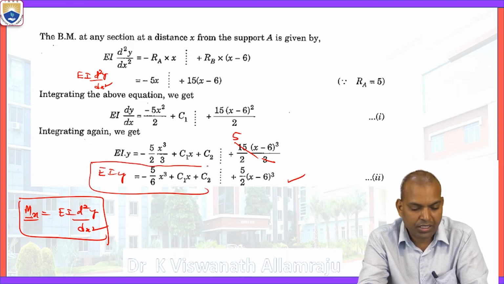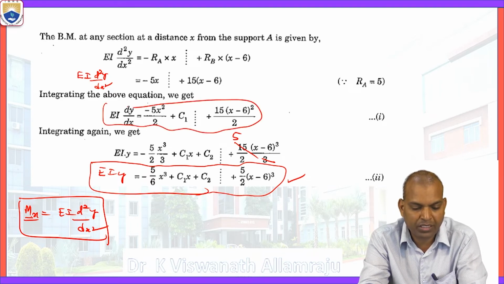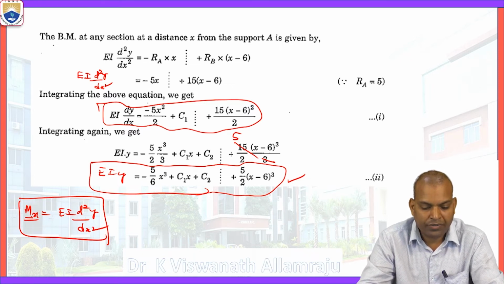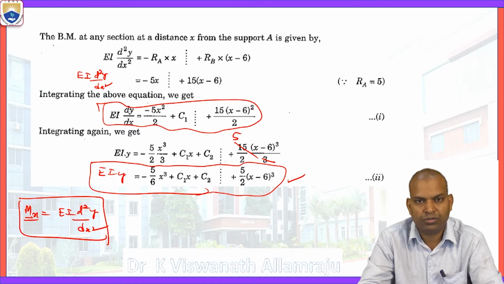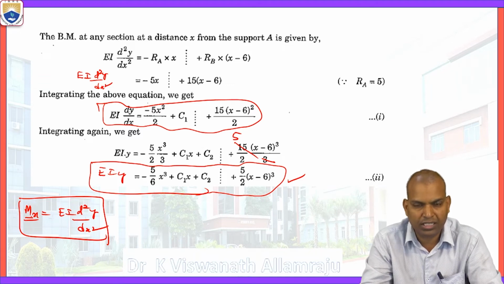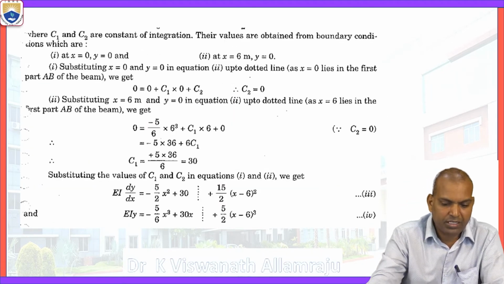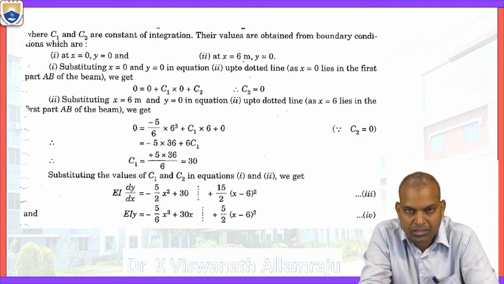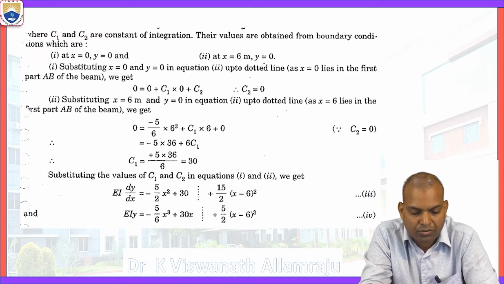In the deflection equation there are two constants of integration, and in the slope equation there is one constant of integration. How many constants of integration here? C1 and C2. The two constants of integration are going to be calculated by using boundary conditions. What are the boundary conditions here? The boundary conditions are x equal to 0 and y equal to 0, and at x equal to 6 meters, y equal to 0.